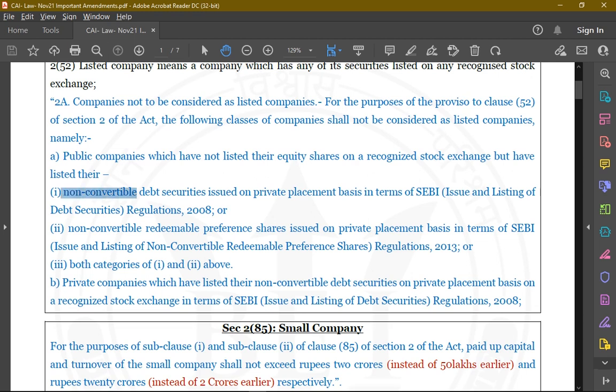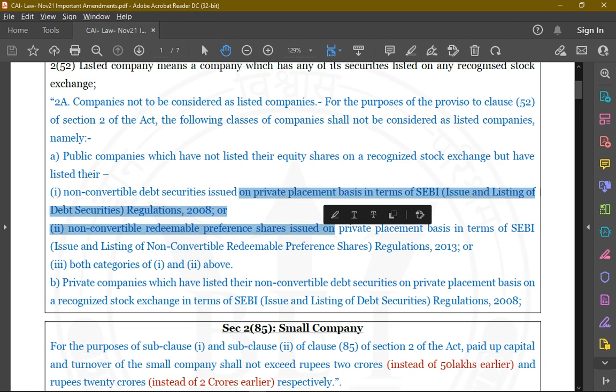What first says? Non-convertible debt like debenture issued on private placement basis as per the terms of the SEBI regulation 2008. So what does it mean? That equity shares are not listed, but non-convertible debt through private placement, if it is listed in the stock exchange, it is non-listed company. Second, it says if equity shares are not listed but non-convertible redeemable preference shares which are issued on private placement, if they are listed, still it is non-listed. And third point says either A and B. What we have learned? Equity shares are not listed, but any security, whether it is non-convertible debt or non-convertible redeemable preference shares, if they are issued on private placement basis and it is listed, companies are non-listed.